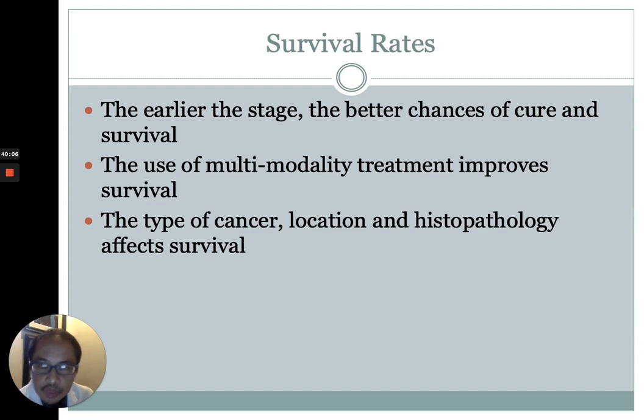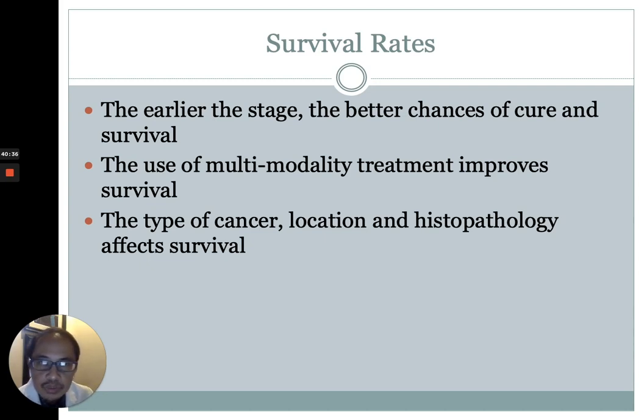Another example is cancer of the prostate, wherein the patient would undergo radiation. It is equivalent in survival rates to patients undergoing radical prostatectomy. Depending on the stage, if it is stage 1 or 2, you have around 90 to 95% survival rates. Now, in general, if the patient has an early stage, stage 1, the survival rates could be as high as 90 to 95 to 98%.